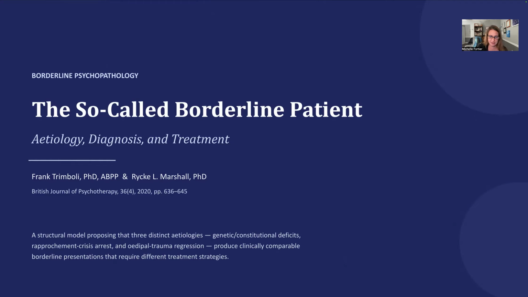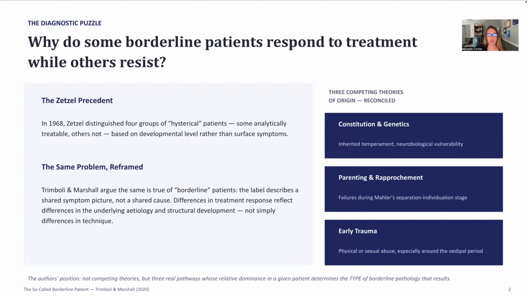And I like this because in the last chapter, we learned that we can't look at things just categorically. We have to look at the totality and things dimensionally, and this kind of reflects that. So the article asks, why do some borderline patients respond to treatment while others resist? They talk about there being this precedent of hysterical patients from this person named Zetzel, and some of these hysterical patients were treatable and other ones were not, and it really had to do with their developmental level rather than their surface symptoms. And the authors took that example and applied it to the borderline diagnosis.